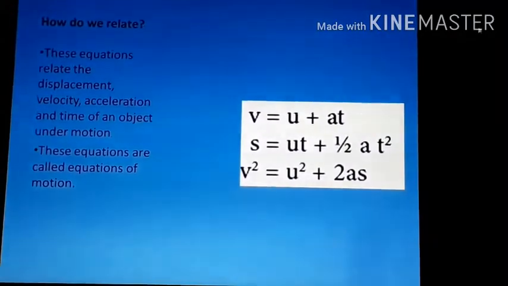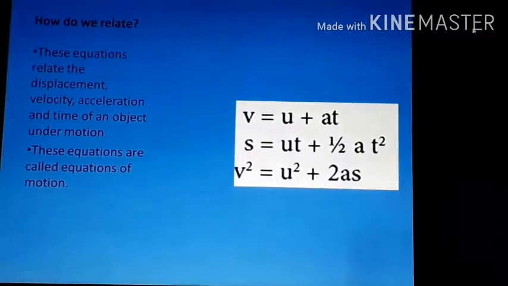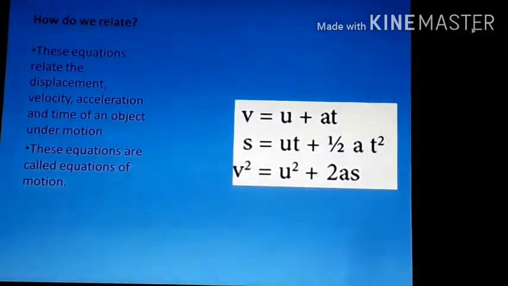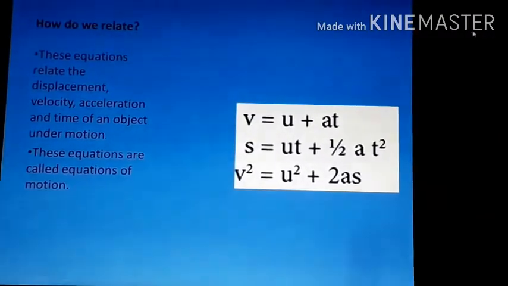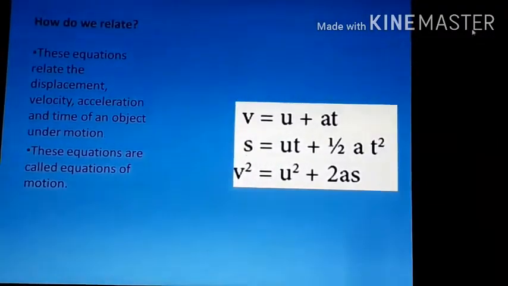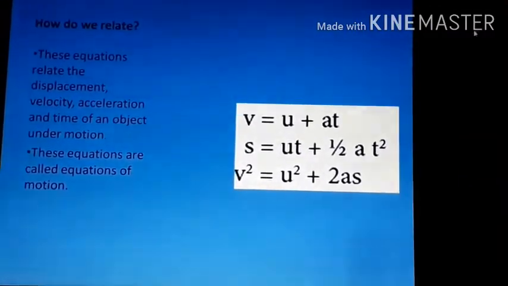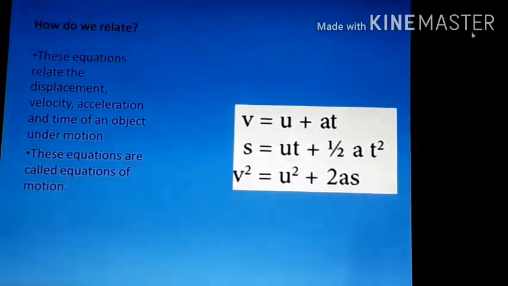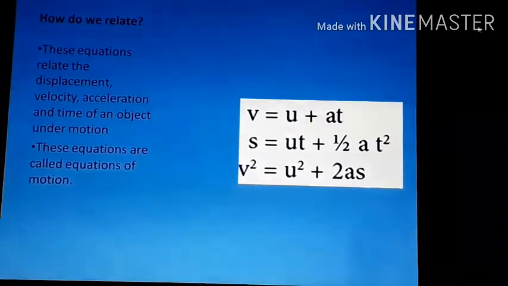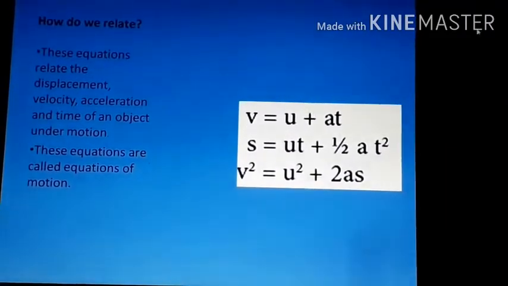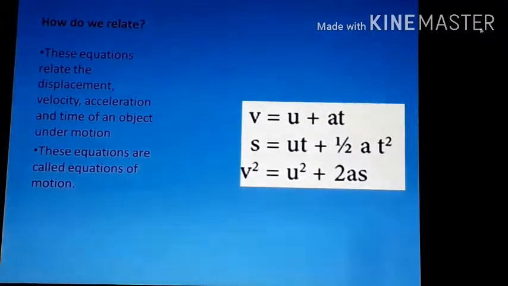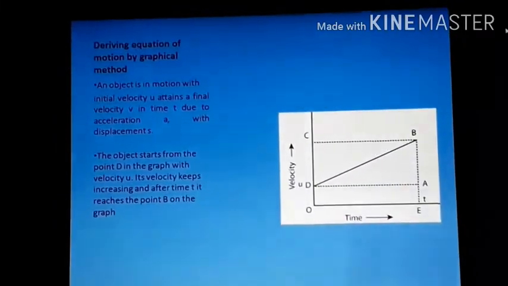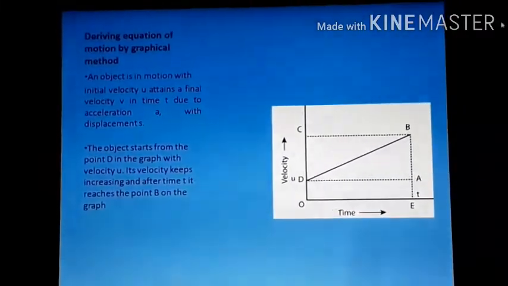Now, let us relate the displacement, velocity, acceleration and time of an object under motion. So, these equations are called the equations of motion. They are v = u + at, s = ut + half at square, v square is equal to u square + 2as. In today's class, we derive equations of motion by graphical method.